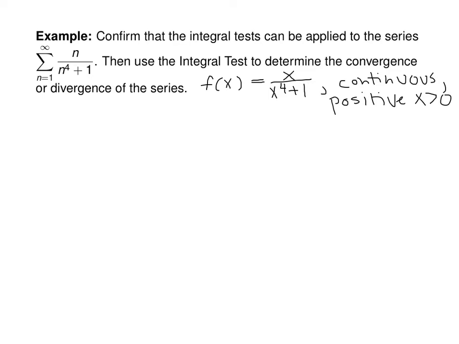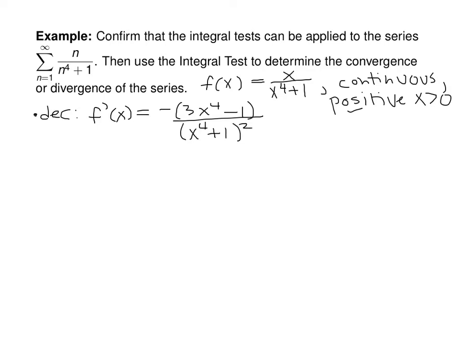The denominator is always positive. The numerator would be negative if x were negative, but we only care about 1 to infinity, so we have positive. Now the derivative, so we're checking for decreasing now. And if you do the quotient rule and simplify, you get that the derivative is equal to negative quantity 3x to the fourth minus 1 over x to the fourth plus 1 squared. And this is certainly negative so long as x is bigger than 1. So we know that f is decreasing on the interval from 1 to infinity.